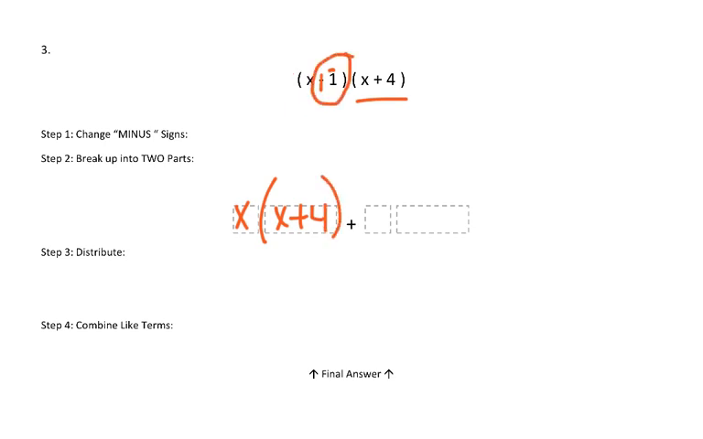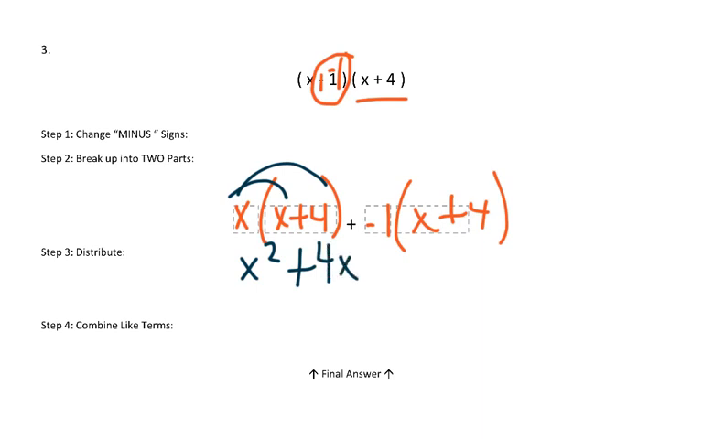Next, I will multiply the negative 1, remember that is a negative 1 there, even though it's hard to tell, times the x plus 4. My next step is to distribute. X times x is x squared. X times 4 is 4x. Negative 1 times x is negative 1x. Negative 1 times a positive 4 is negative 4, or plus a negative 4.